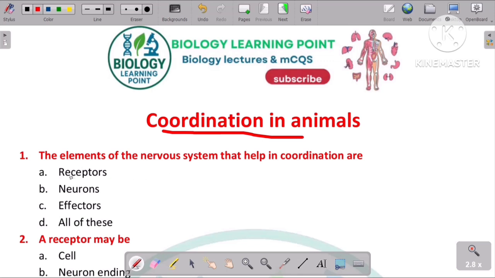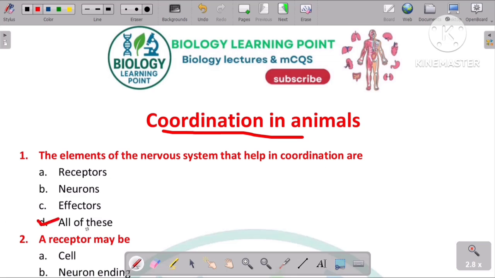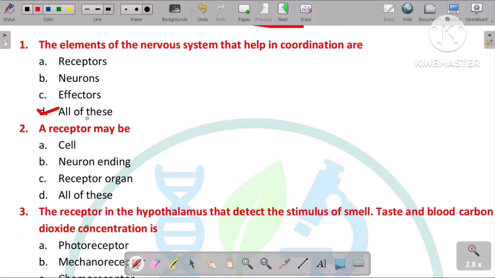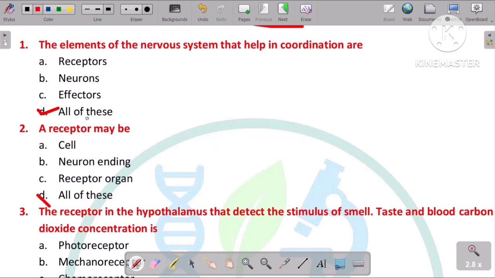So the first MCQ is: the elements of the nervous system that help in coordination are... So the right option is option D, all are correct. So the next question is: a receptor may be... So the right option is option D.